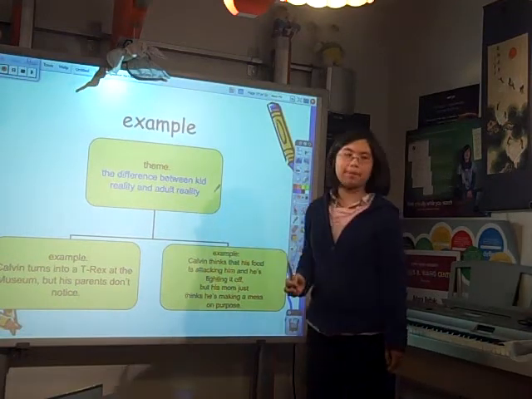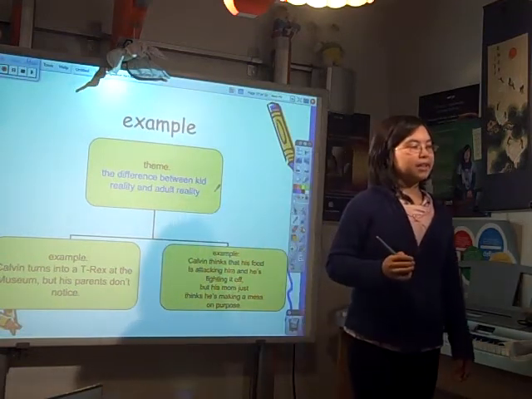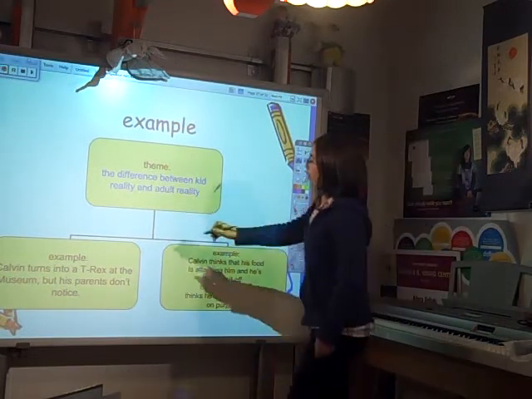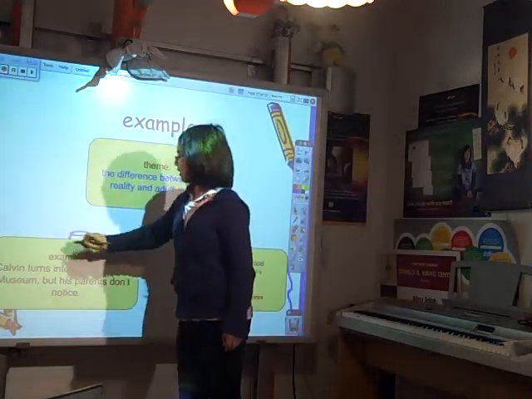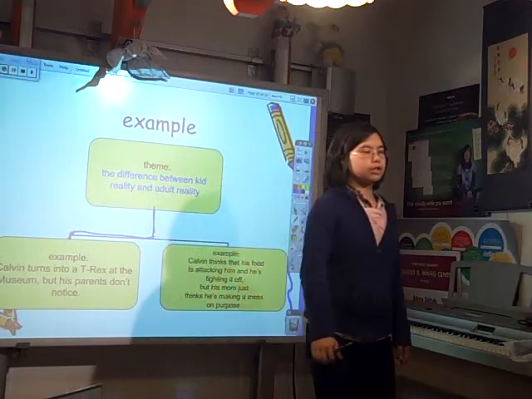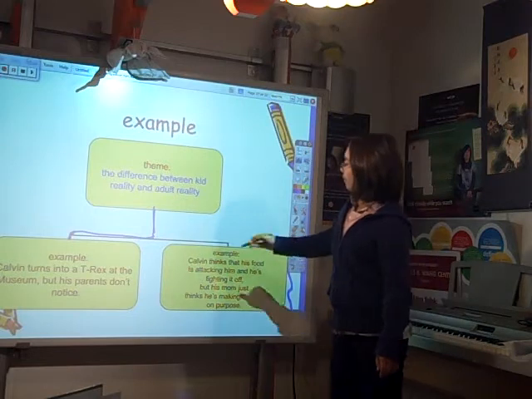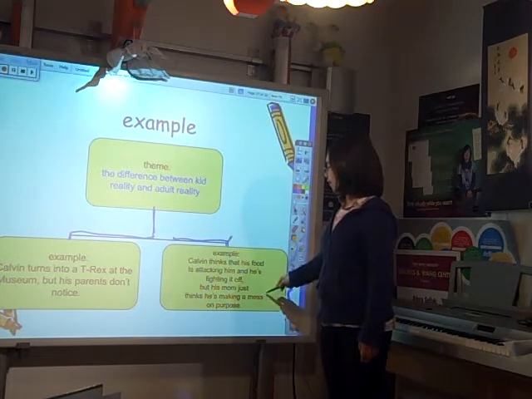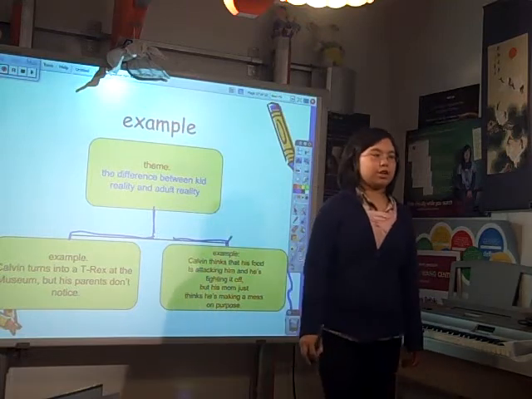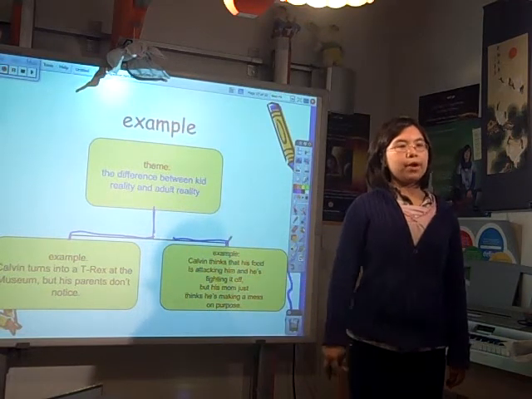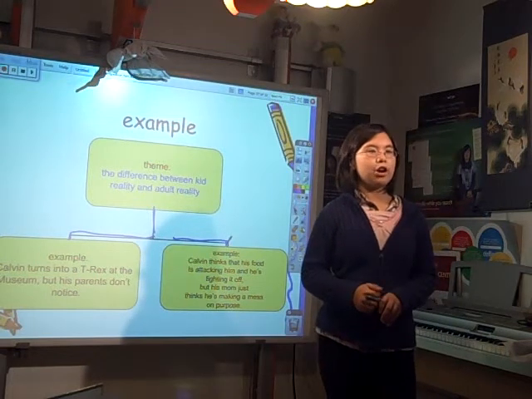On this piece of paper, or on the board, I've written a theme: the difference between kid reality and adult reality. This is my theme for Calvin and Hobbes. Now I would add this example: Calvin turns into a T-Rex at the art museum, but his parents don't notice. Here's another example: Calvin thinks that his food is attacking him and he's fighting it off, but his mom thinks he's just making a mess on purpose. So that would be one theme for Calvin and Hobbes.